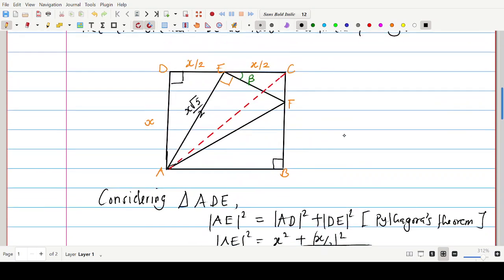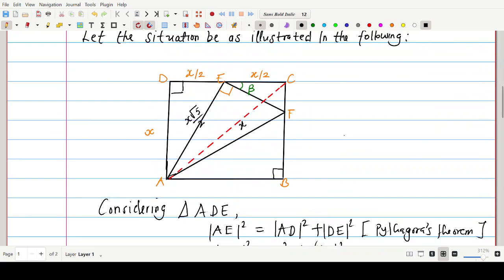Then I can come here and label here as x root 2. Can you see what I'm doing? So we're almost there at the results. Now look at the triangle AEC. Can you see that? AEC. Observe it carefully. Or let me illustrate it so you can locate it. I'm talking about triangle AEC. So consider triangle AEC.